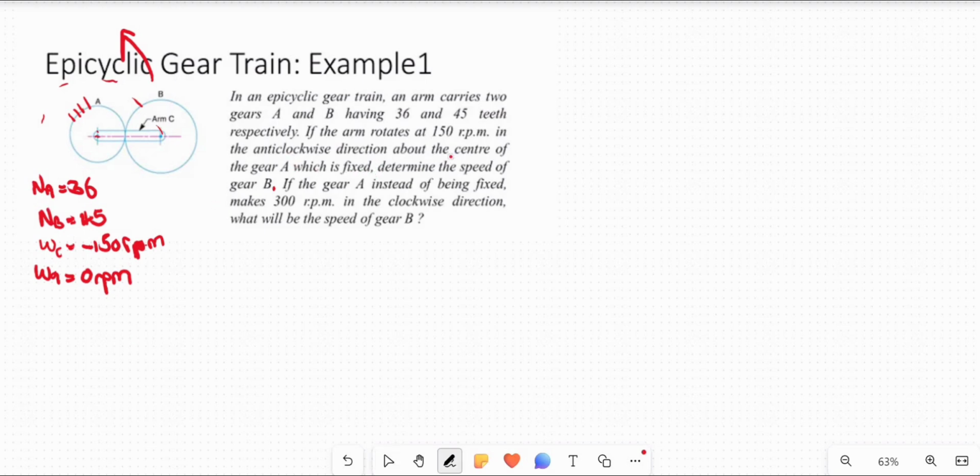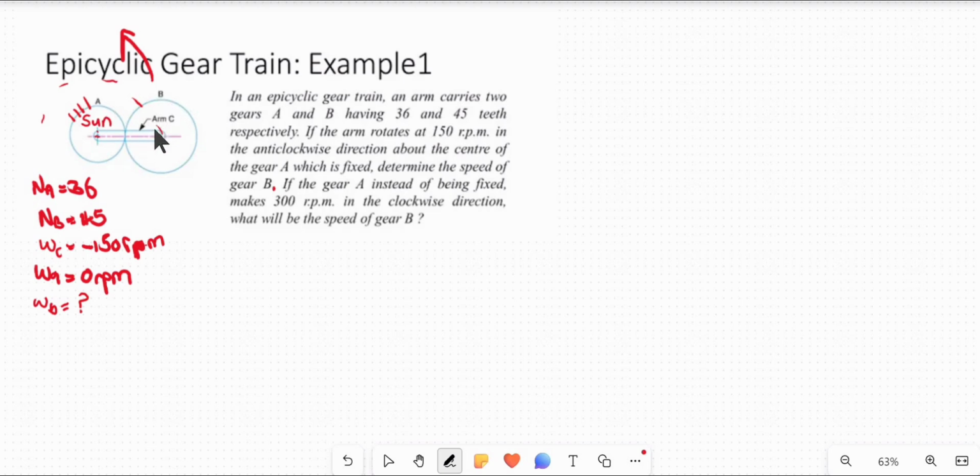So what do we want to calculate? We want to find the speed of B. Then what you want to find, you write it down too: omega B equals question mark. So, since the arm will be rotating about gear A, it will mean that gear B will be rotating about gear A. Who's your sun? A is the sun. It's the sun because gear B will be rotating about it.